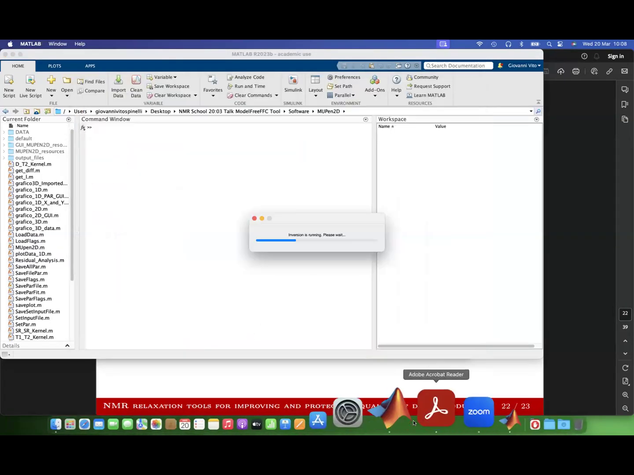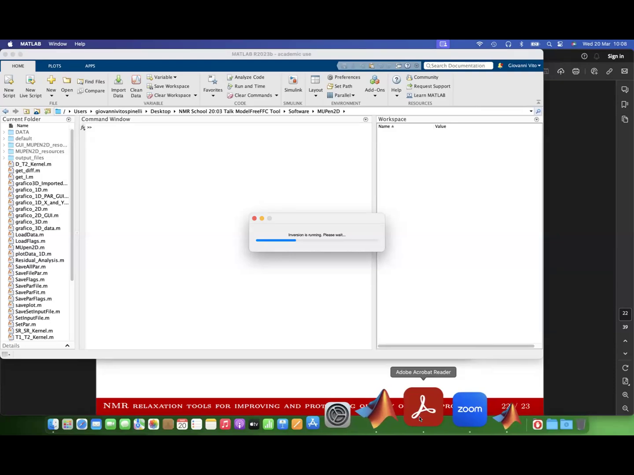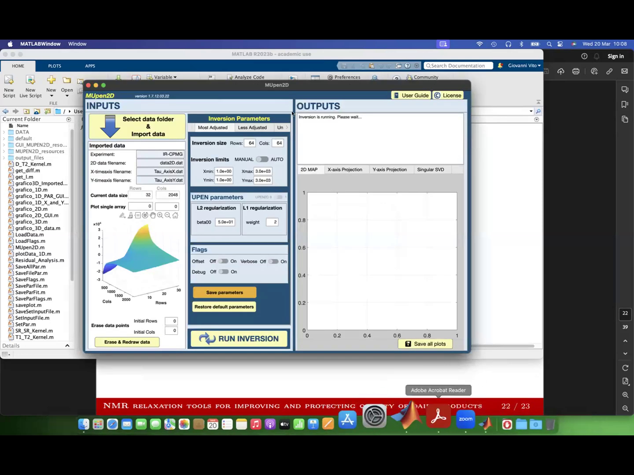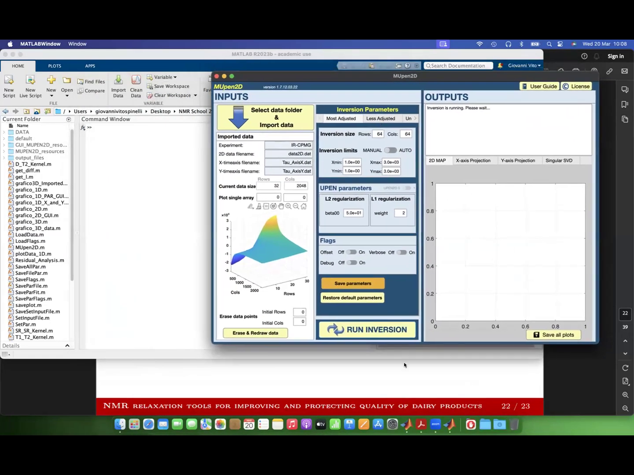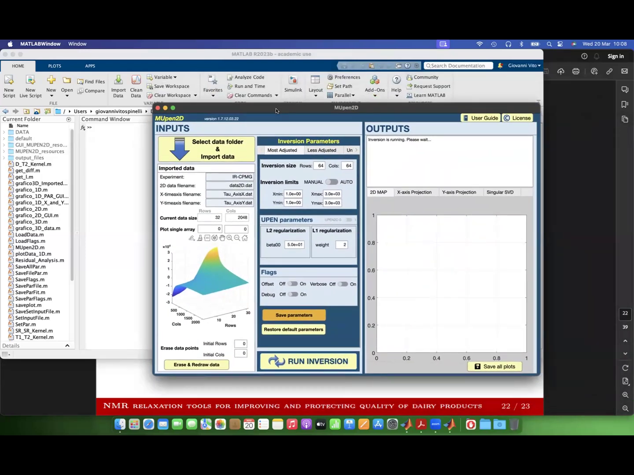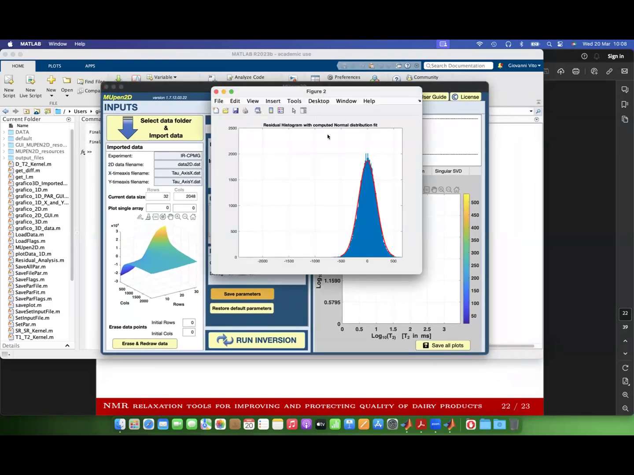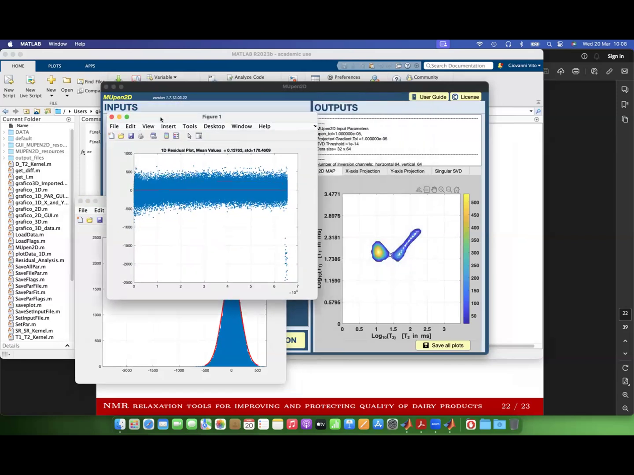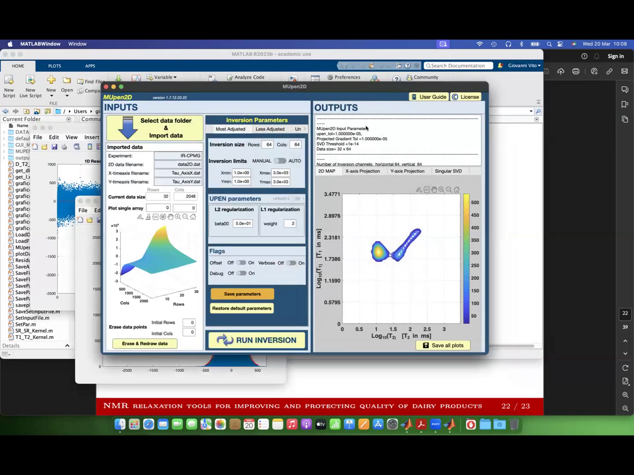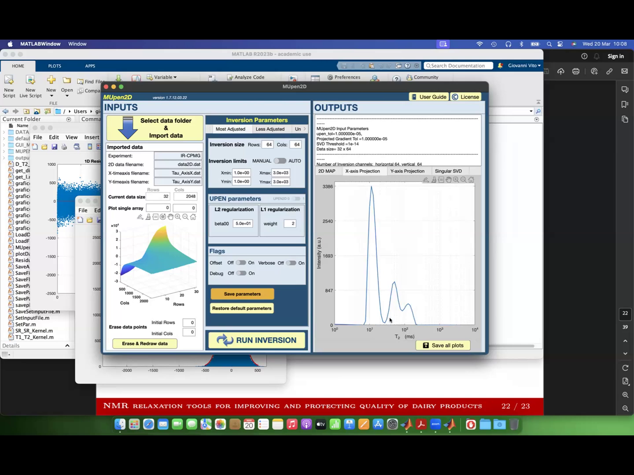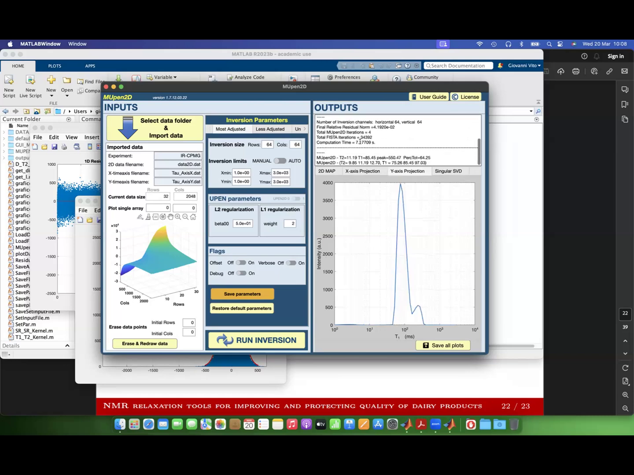And if you run the inversion, at the end, you obtain some statistics results. You can obtain the T1, T2 map with the projection on the x-axis, so for the relaxation time T2, and the projection on the y-axis, with the values also printed here on the top on the right.